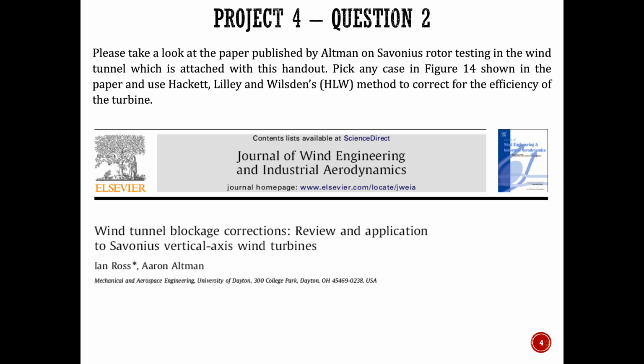It's a very interesting study, purely meant to understand the effect of the wind tunnel on power measurements of the turbines. One of the methods they used is what is called Hackett, Lilly, and Wilson's method to correct for the efficiency of the turbine. We didn't quite cover this in class. Well, we peripherally talked about this type of method, but we didn't really put a name to it. So in this video, I'm going to talk about what the correction method is and how you can use it to correct for the power measurements of the turbine.